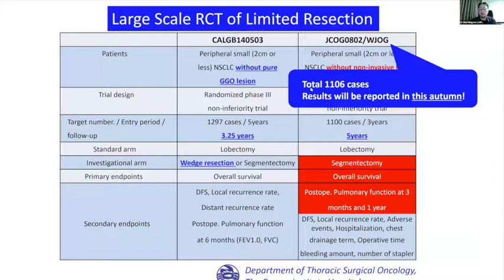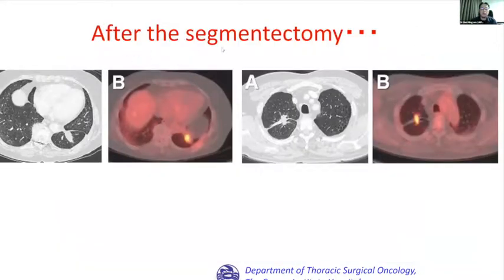Now, more than 1,000 cases are enrolled in total. This result will be reported this autumn, so we are waiting for this result. This is my last slide.